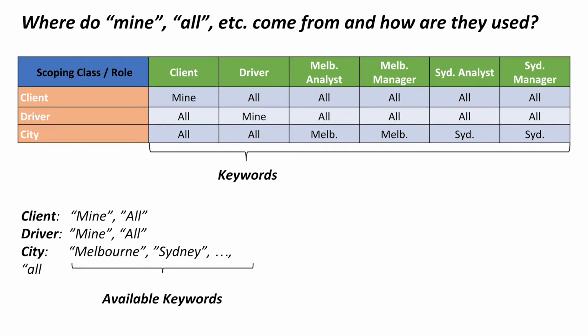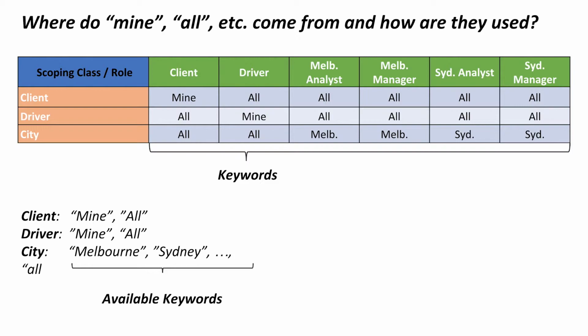Finally, let's answer the question of where do these keywords like mine or all come from and how are they used. We call this part of the scoping rules the keyword of the scoping rule. For example, the Melbourne analyst role has a scoping rule for the city scoping class with the Melbourne keyword. While analyzing the application's authorization rules, developers decide which scoping classes and keywords are needed to model those authorization rules.